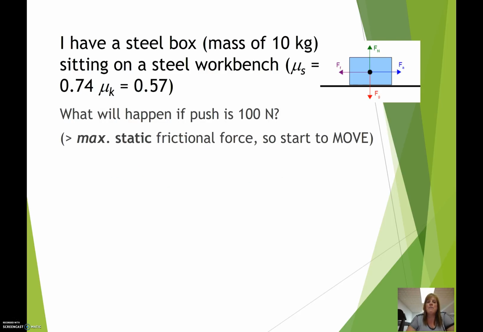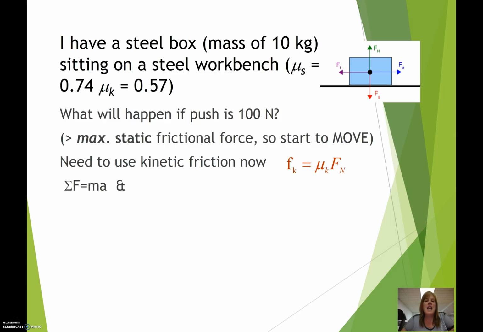What, however, if I push with 100 newtons? Well, now I'm much bigger than the Fs max, right? Fs max was 73. So now I'm moving. So what happens? Well, let's write an equation. We're going to need kinetic friction now because we're above Fs max, and I'm a lot above Fs max. And remember that Fs max is always going to be greater than Fk, the kinetic frictional force, because remember mu sub k is always less than mu sub s.